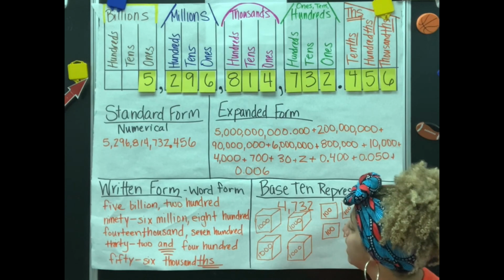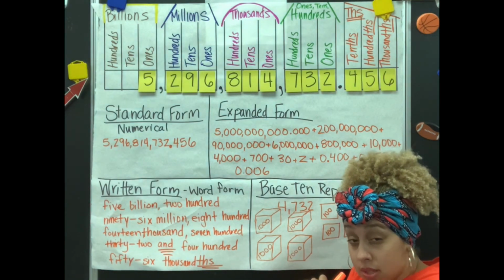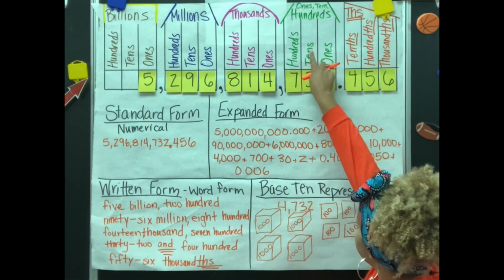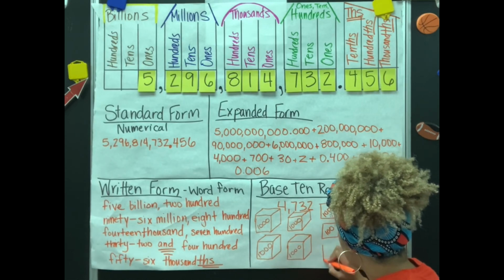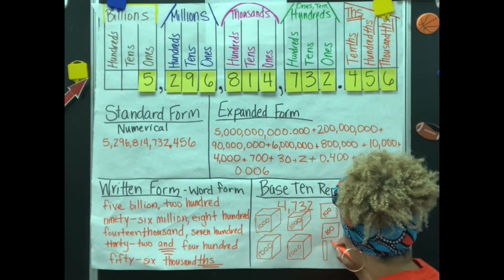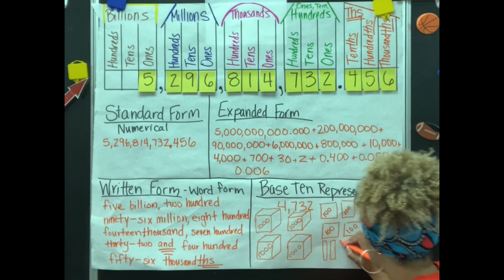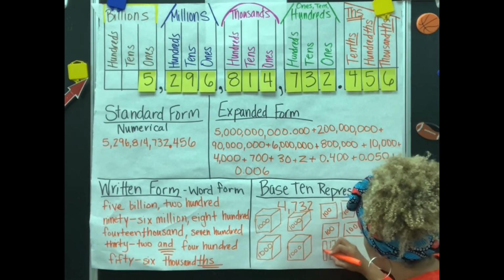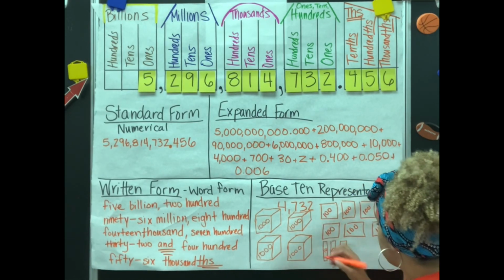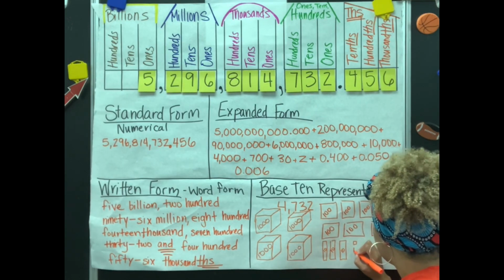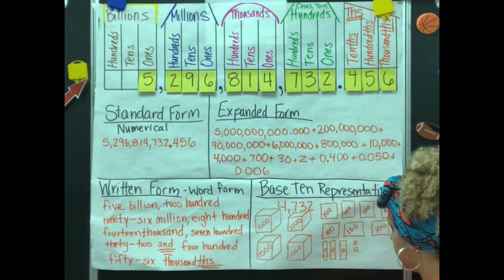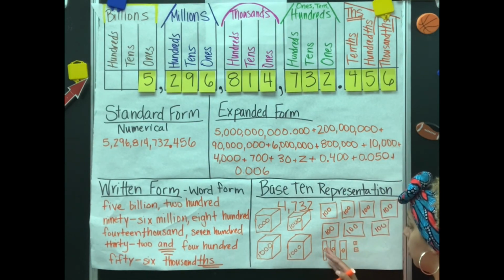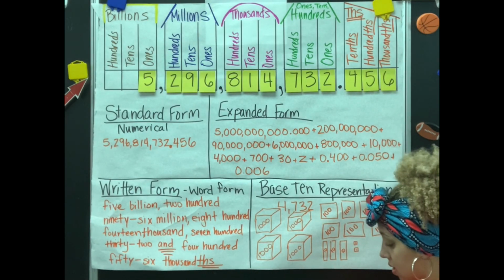Now I'm going to draw how many tens. And you remember the tens? They were those rods. How many tens am I going to draw? I'm going to draw 3 of them because I have 3 tens. So I have 30. So there's 1, there's 2, there's 3. Each one of these is worth how much? 10. And then how many ones am I going to draw? 2. And they're each worth 1. So I have 4,732.